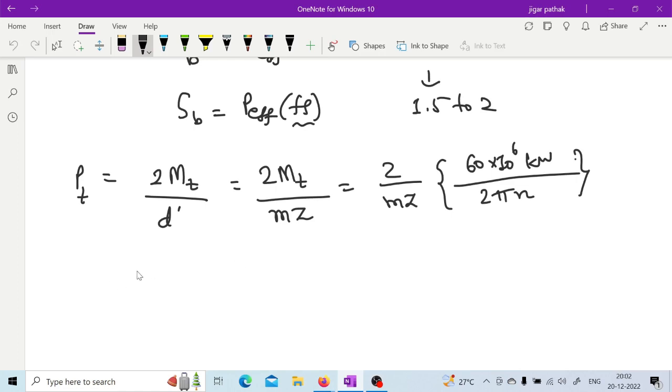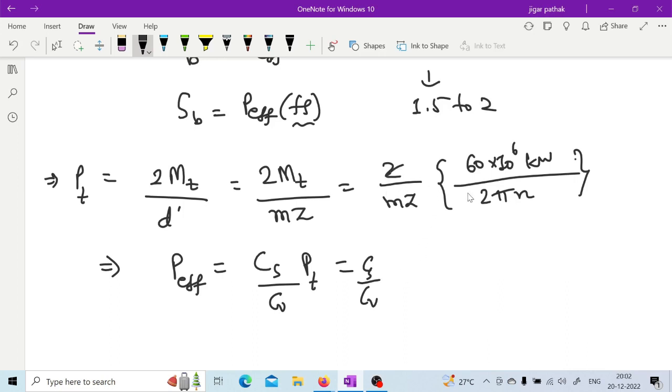So with this, you are aware already about this tangential load, and what we have seen in the first method, that the effective load is related to the tangential load with this expression: P effective is nothing but Cs upon Cv into Pt. If you put the values of Pt into this equation, you have Cs by Cv into, whatever, this 2 will be cancelled, so 60 into 10 raised to 6 kilowatt upon pi mzn.